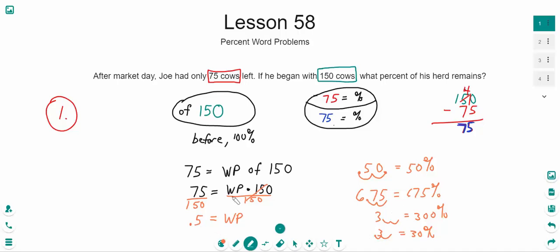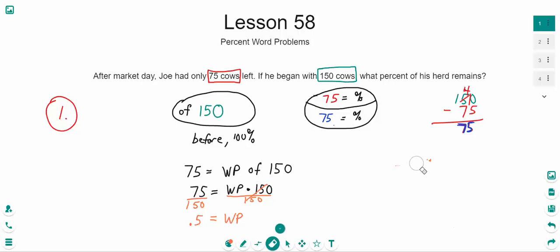That's what I'm doing here. I'm just saving myself having to write WP divided by 100. And you can certainly do this too, kind of change it to the percent at the very end. All right, so this would mean, therefore, that WP is equal to 0.5, but I have to change that 0.5 into a percent. Don't forget to do that. And that's going to be 50%.